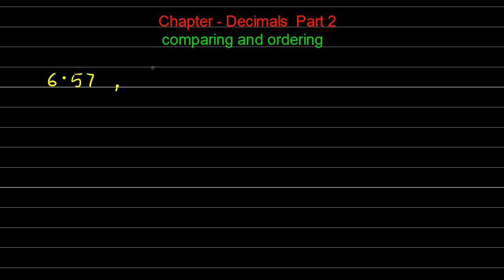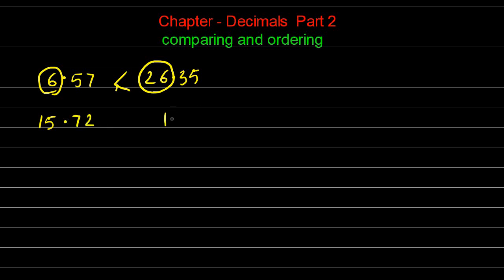6.57 and 26.35. Okay, so I have purposely taken a very simple example over here because many times students overthink and make it so complicated. The whole number here is 6, and the whole number here is 26. So obviously 26 is greater than 6. That's why the decimal 26.35 is greater than 6.57.